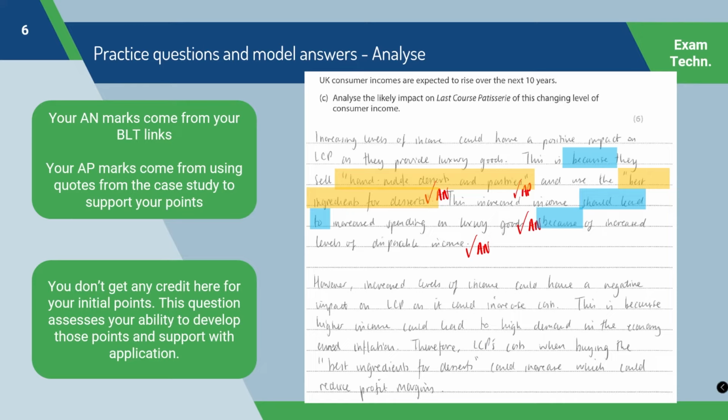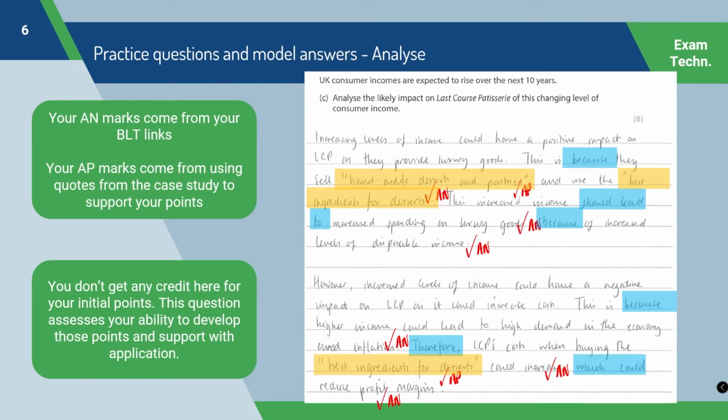The student writes a second point, however, and I think it's going to be a negative, which is good. Increased levels of income could have a negative impact on LCP as it could increase costs. Interesting point, let's see where it goes. This is because higher income could lead to higher demand in the economy, causing, I think that says, inflation. That's another point. Therefore, LCP's costs when buying the best ingredients for desserts could increase. That's another point, which could reduce profit margins, which is another analysis point.